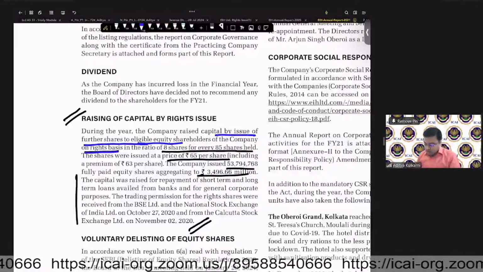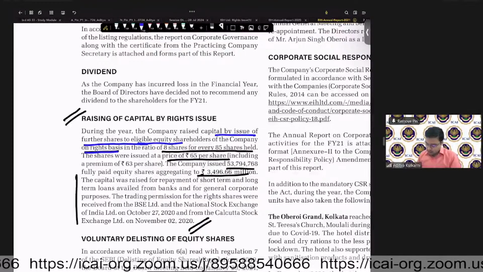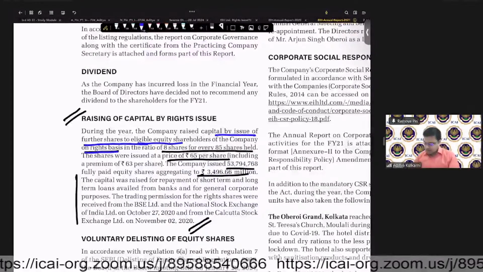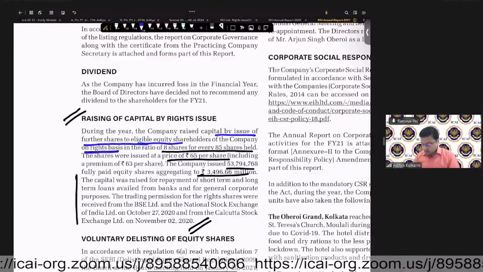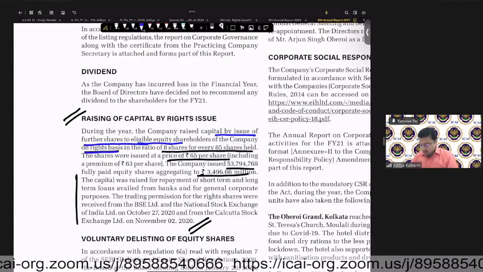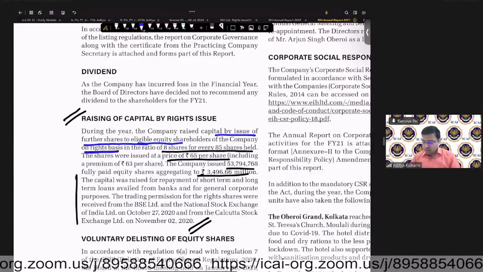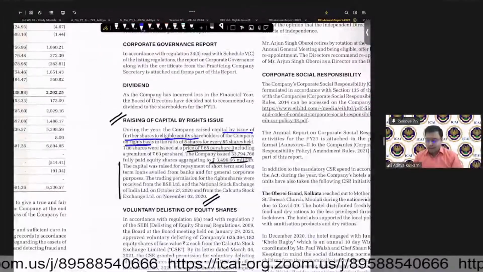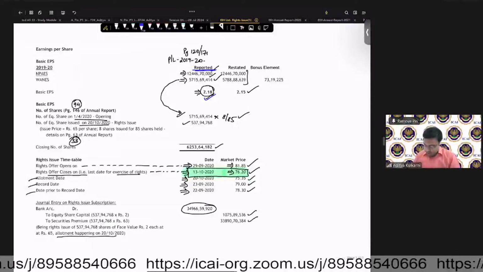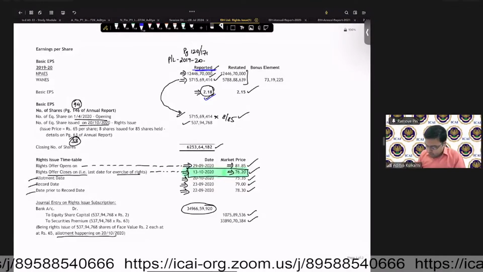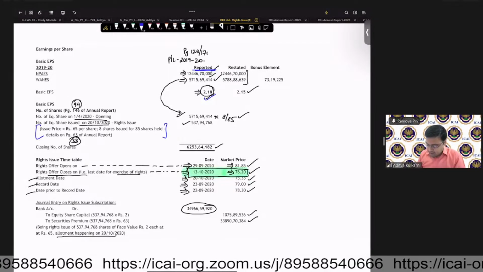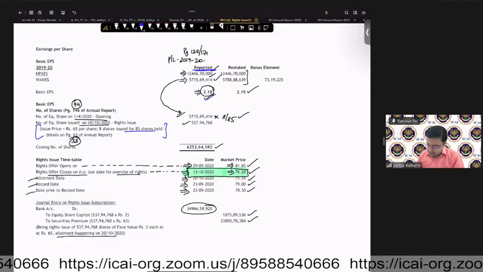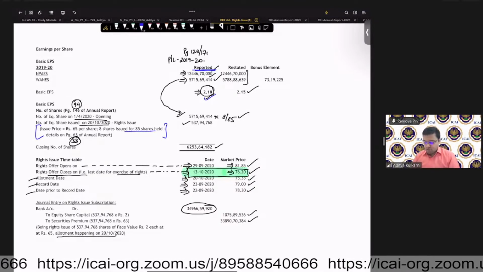They have explained the purpose for this. The capital was raised for repayment of short-term and long-term loans. The trading permission for the right shares was received from BSE and NSE on October 27, 2020, and from the Calcutta Stock Exchange on 2nd November 2020. So this is the information about the rights issue that has happened. I have tried to capture it in a summary for you. The issue price is 65 per share. 8 shares issued for 85 shares held. Details are given on such and such page.